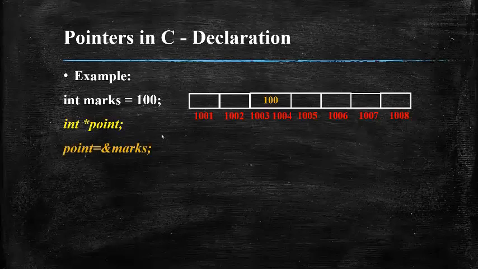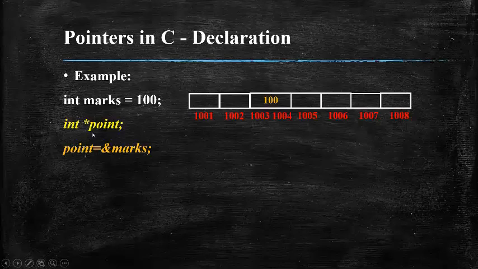This is an assignment statement, so you first process the right hand side. On the right hand side you have the variable marks, which has been given the prefix of the ampersand symbol. The ampersand symbol indicates the address of the variable marks. So the address of the variable marks is being stored in the variable point, which is actually a pointer variable.